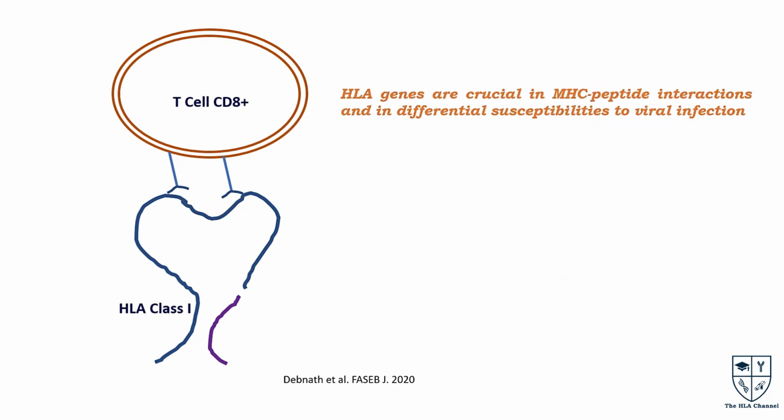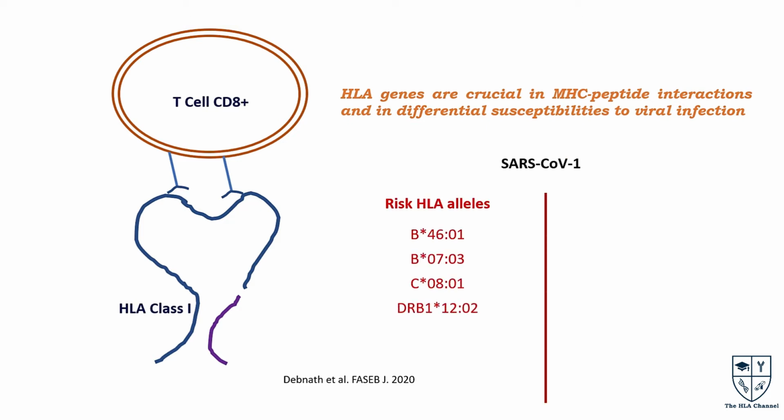Therefore, HLA genes are crucial in MHC peptide interactions and in differential susceptibilities to viral infection. Many studies have associated HLA with SARS-CoV-1 in the past. So, for example, risk alleles found include HLA-B*46:01, HLA-B*07:03, and DRB1*12:02.